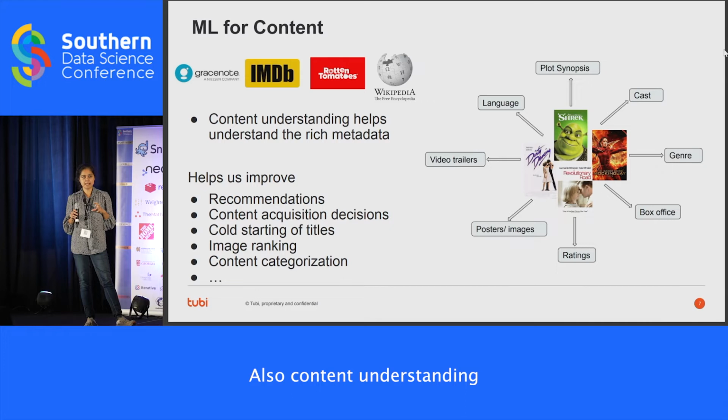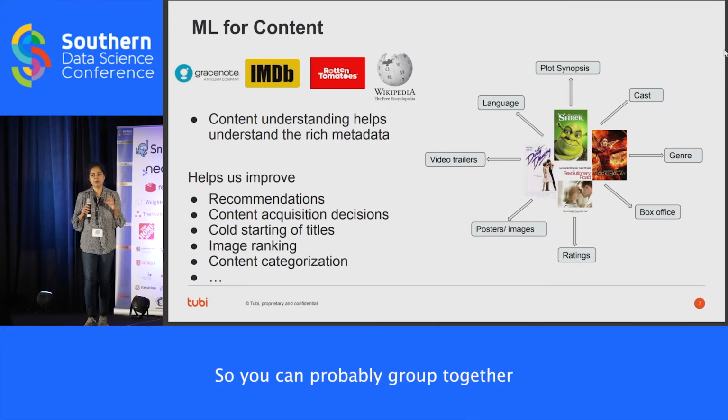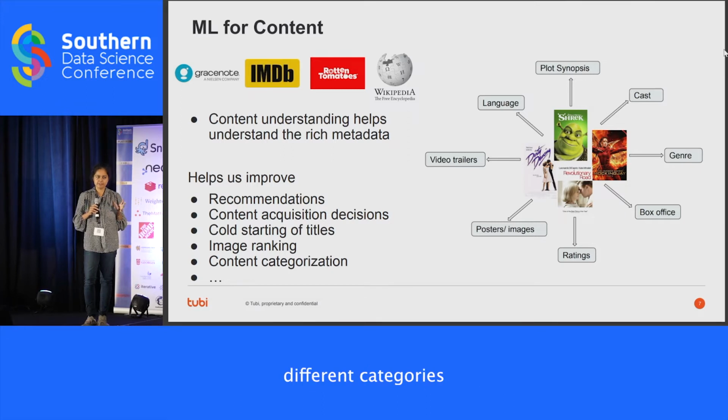Also, content understanding can help in the content categorization itself. So you can probably group together different categories of content automatically, and that can help you find niche categories of content that certain sections of the users might be interested in.